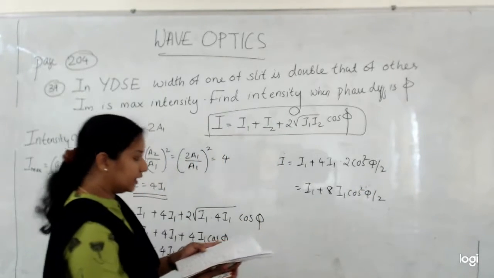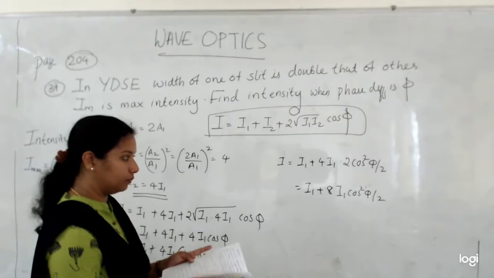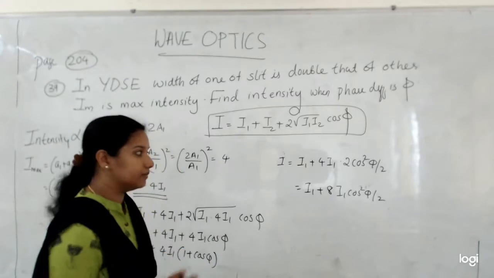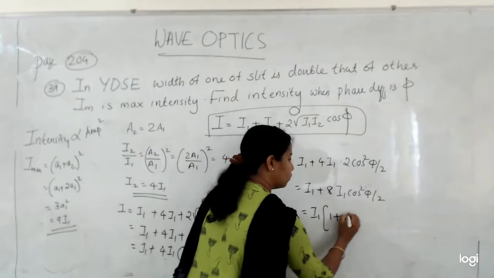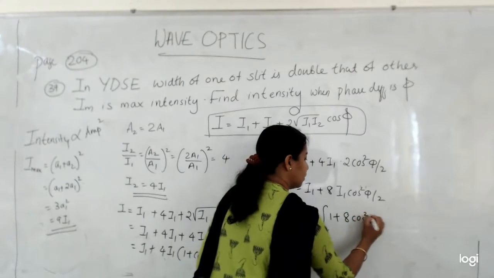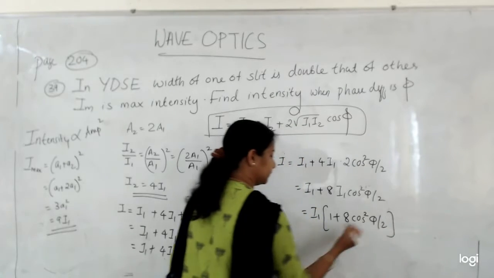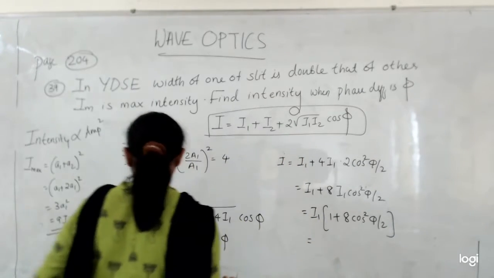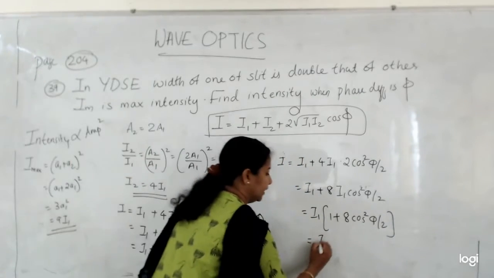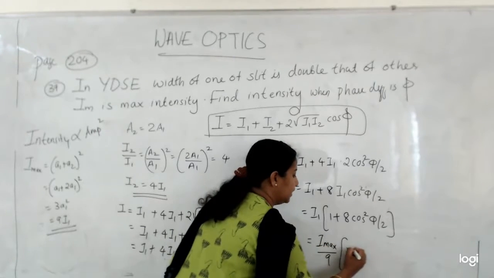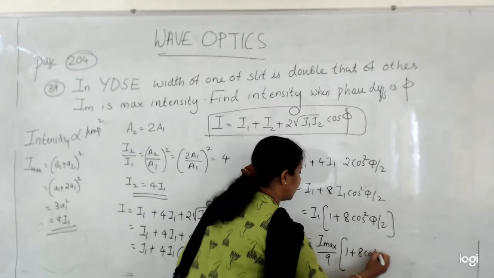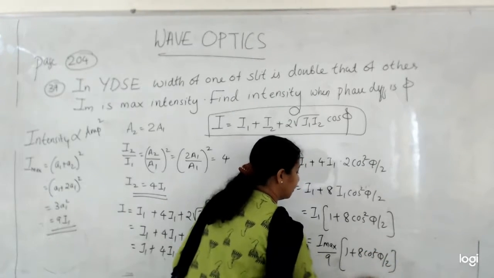So this you have to check again with the option. The option is in terms of maximum intensity. So I am taking I1 common: I1 times 1 plus 8 cos square phi by 2. This I1 I can write in terms of Imax, that is Imax by 9 into 1 plus 8 cos square phi by 2. It's a very important question.